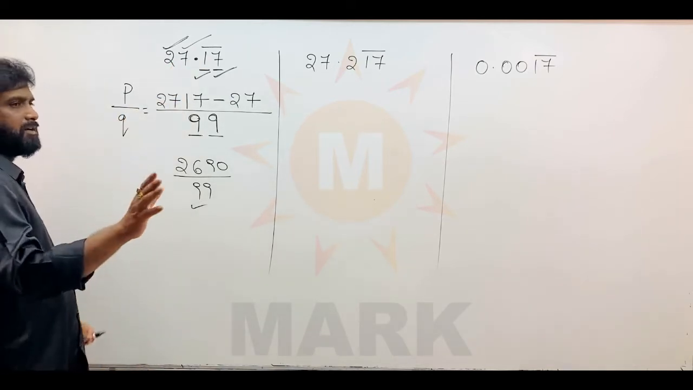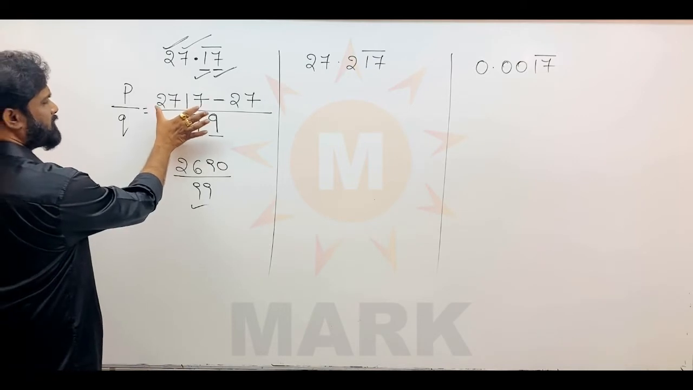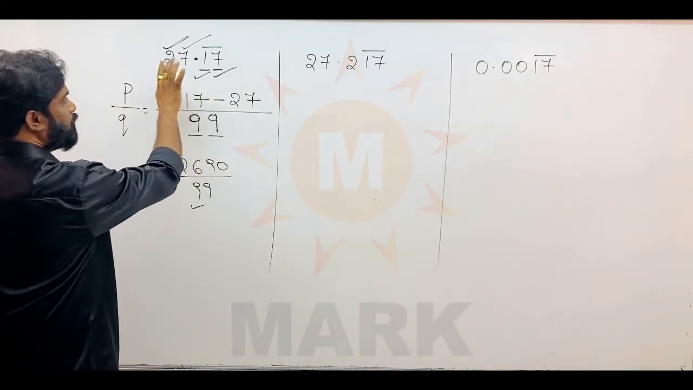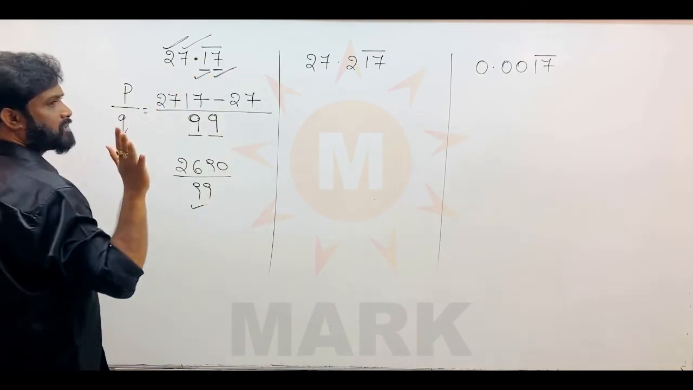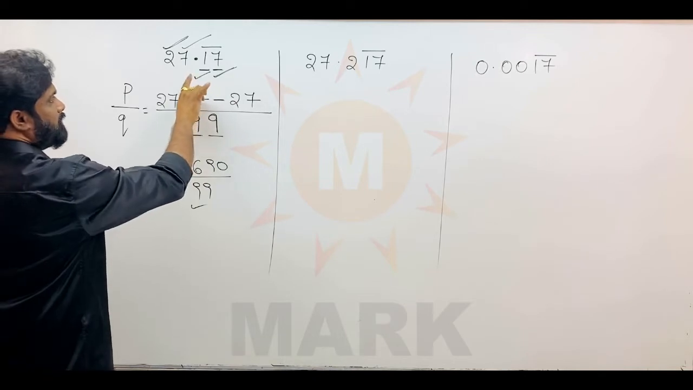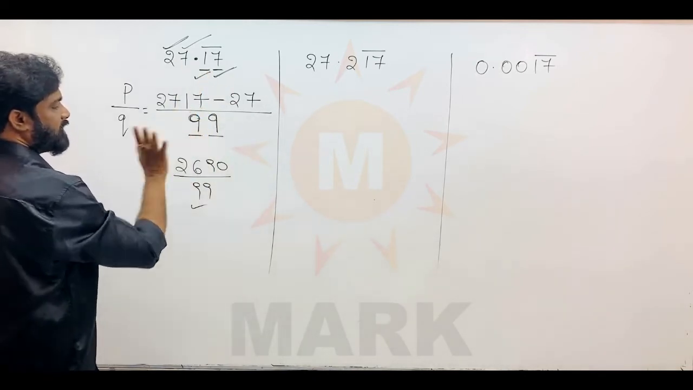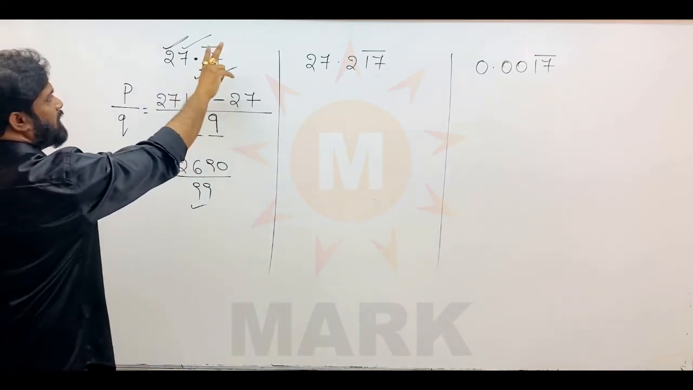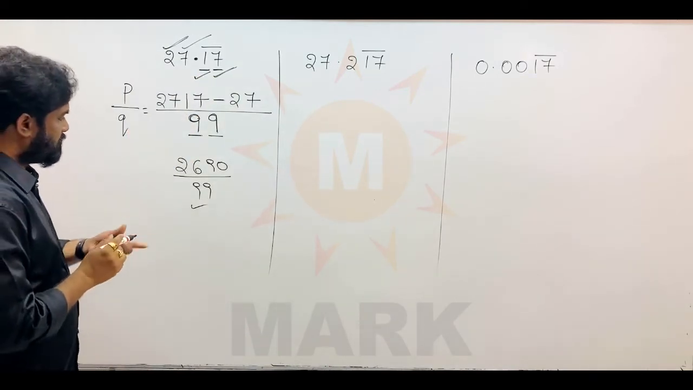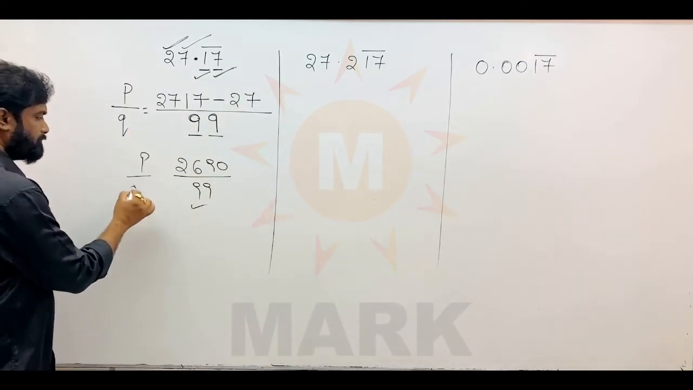So once again, I'll repeat it. First, write the numbers from first to last without considering bars or decimals, minus the numbers written only up to where bars are not there. That is the numerator part. Denominator part: after the point, that many slots you give for how many digits are there. For how many digits the bar is there, that many 9s you give. Then you got your P by Q form.